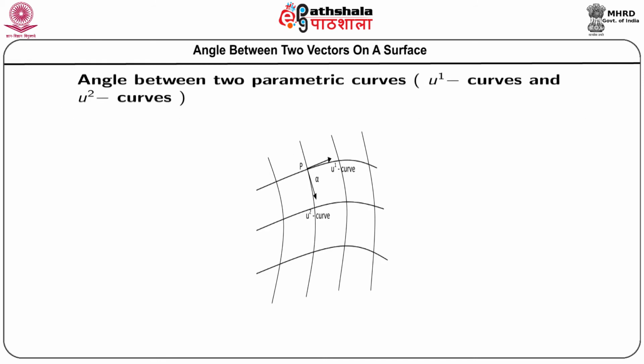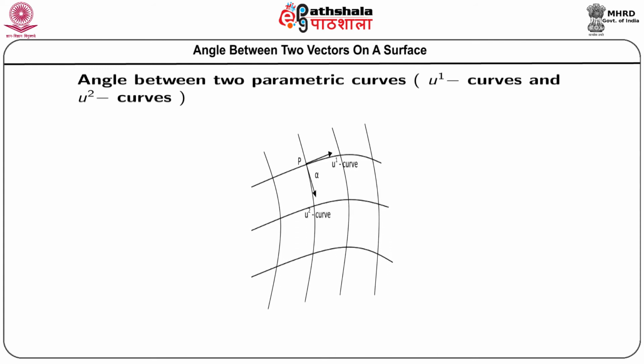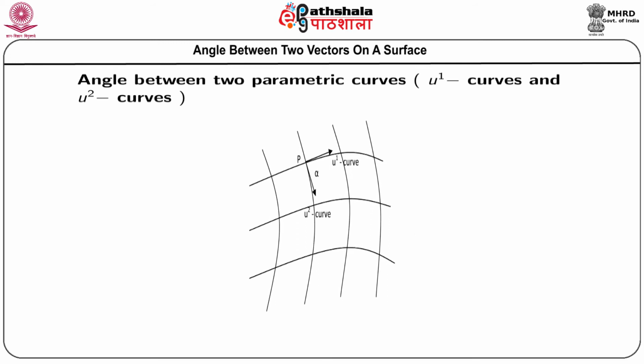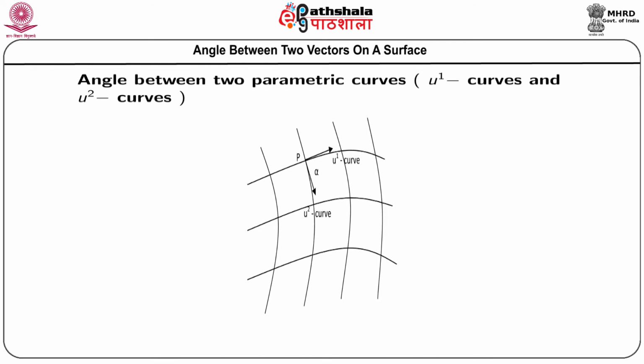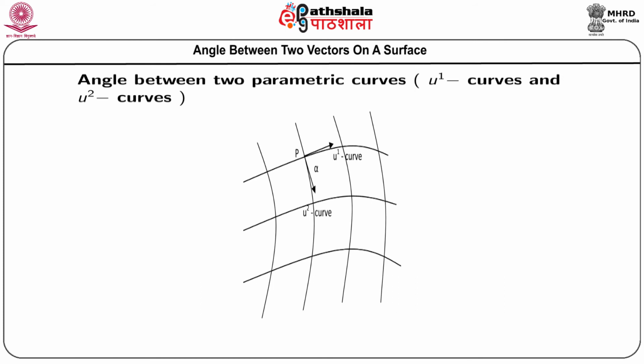Now, the important thing is to find the angle between two parametric curves. That means, the curvilinear coordinate system consists of two types of curves, u1 curves and u2 curves. So, we are going to find the angle between two parametric curves or coordinate curves, that is u1 curves and u2 curves.